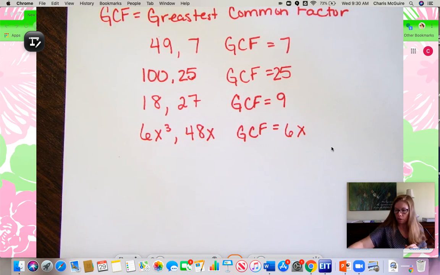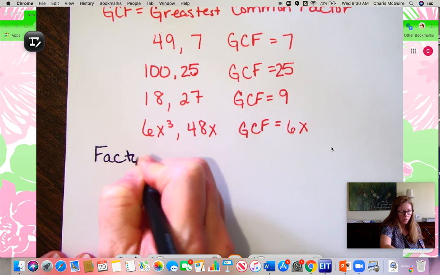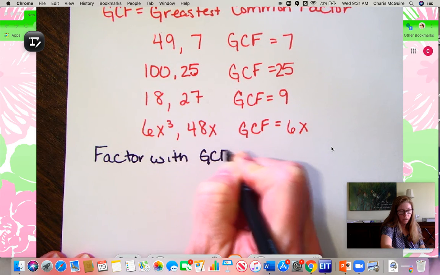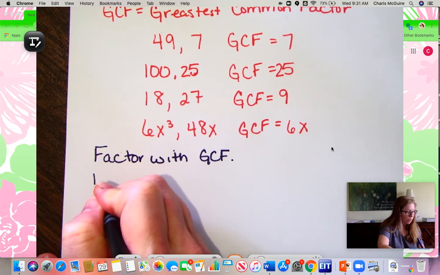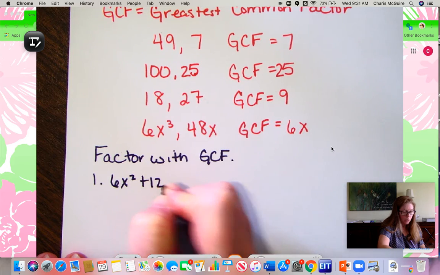So we're going to look at some different polynomials and finding the greatest common factor of those. So let me give you a couple. We're going to factor with the GCF. And when you are factoring anything that you ever factor, you always want to start with the greatest common factor, because that's going to break things down for you. That's going to make your numbers smaller and make them easier to work with. Let's label this. We'll call this number 1. I've got 6x squared plus 12x.